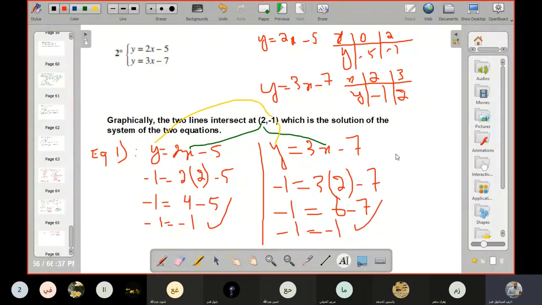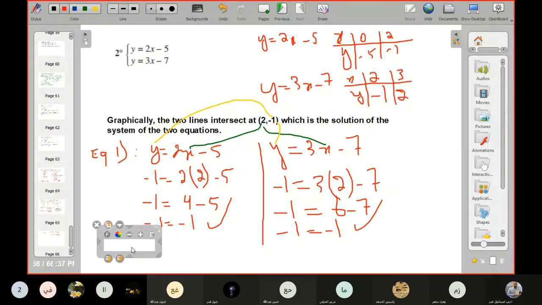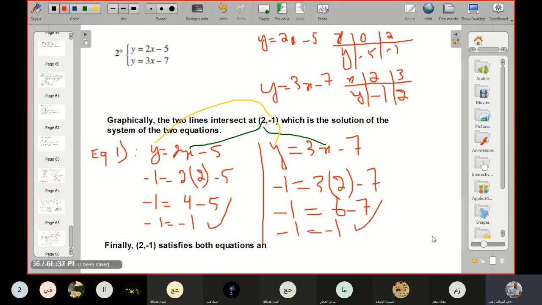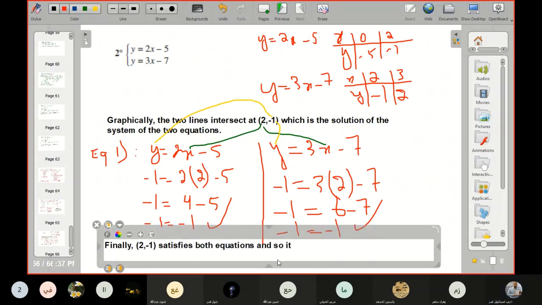Finally, 2, -1 satisfies both equations, and so it is the solution of the system.